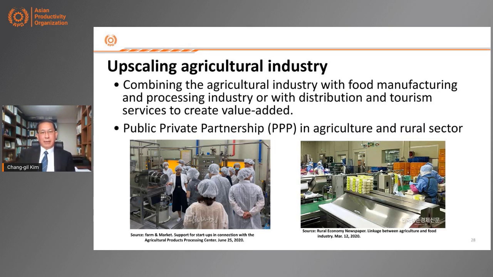And upscaling the agricultural industry. In order to increase agricultural value added, we need to combine the agricultural industry with the food manufacturing sector or processing industry, with marketing and distribution, and, as already mentioned, tourism services to create value added. Also, we need public-private partnership, what we call PPP, in the agriculture and rural sector. In order to upscale the agricultural industry, the PPP approach is important.